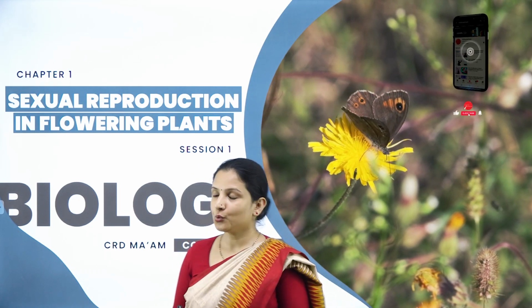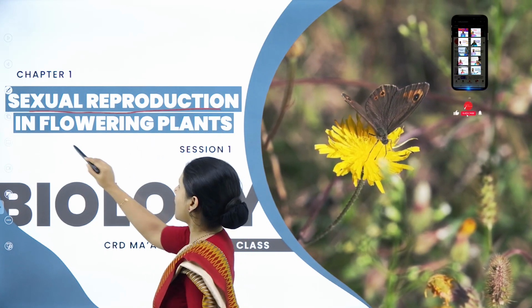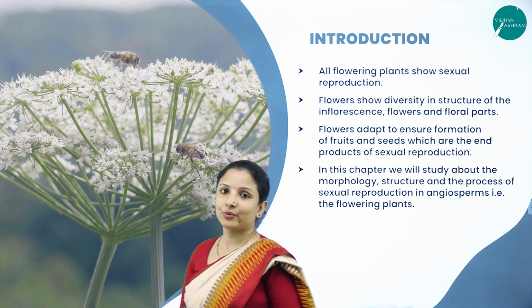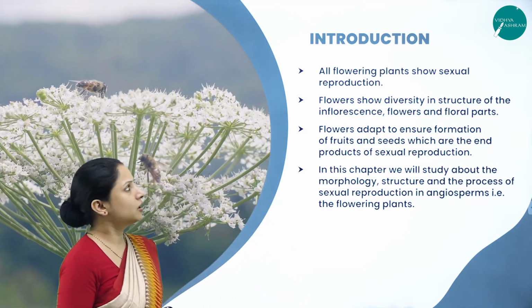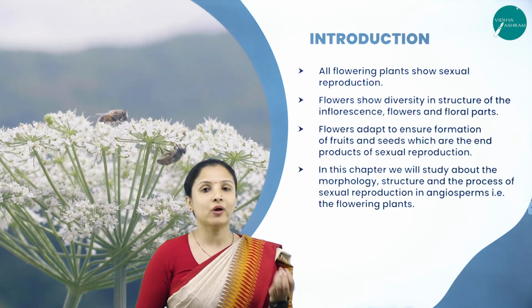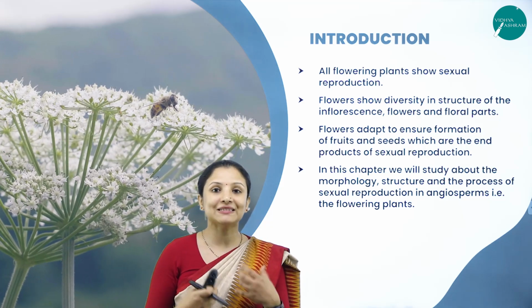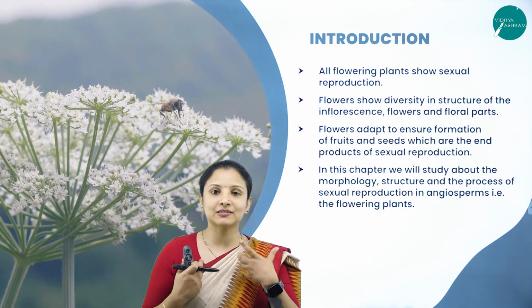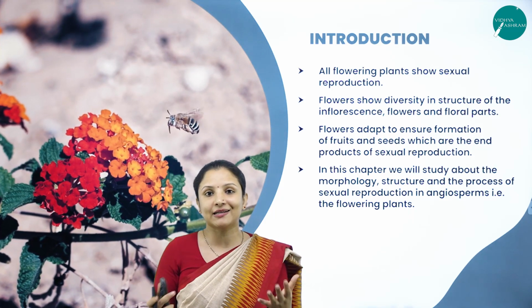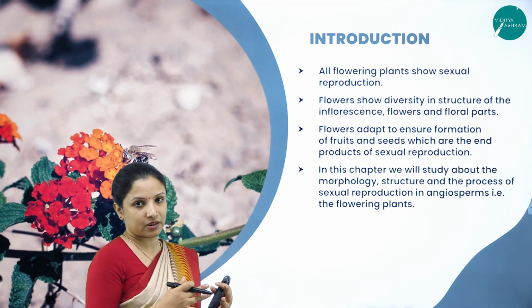So in this session, we'll learn about a few of the topics under sexual reproduction in flowering plants, that is chapter 1. Let's start with the introduction to the chapter. In flowering plants, we know that they exhibit sexual reproduction wherein the male gamete will fuse with the female gamete to produce the seeds, right? And those seeds are the ones which we sow so that the seeds will germinate and a new plantlet will come out of it. So how it takes place is what we will learn in this particular chapter.